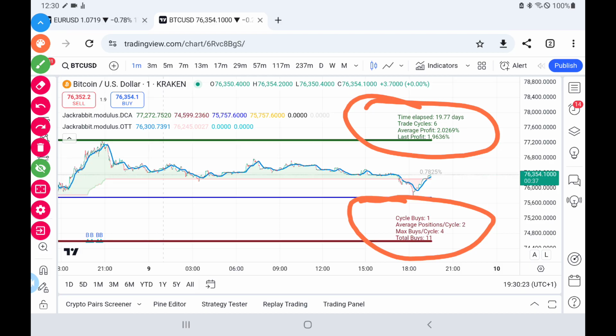Maximum 4 trades per buy cycle is incredibly good. Most Jackrabbit strategies require more than that on a consistent basis. So by using the optimized trend tracker and tuning it, you can really hone in to a very specific case and situation where you are looking at excellent profits with minimized risk.